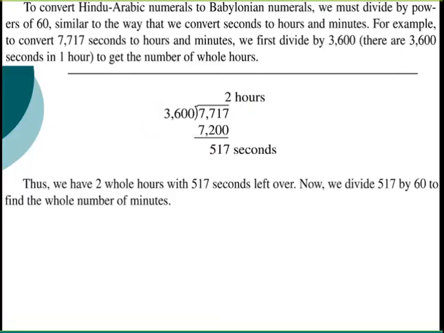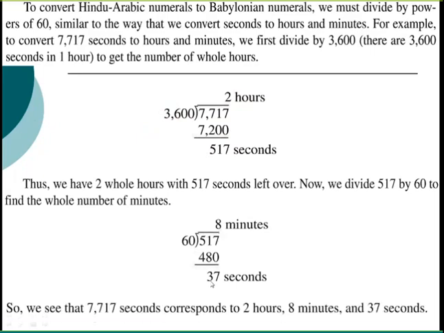And it looks like this, where you take the 517 and we divide it by 60. And because this is still seconds, if I divide it by groups of 60, it tells me how many groups of 60 I have, and each group of 60 seconds gives you a minute. And so it goes in 8 times, so you have 8 minutes, and the leftover is 37 seconds. So altogether, you've got your 7,717 overall seconds, gives you 2 hours, 8 minutes, and 37 seconds.